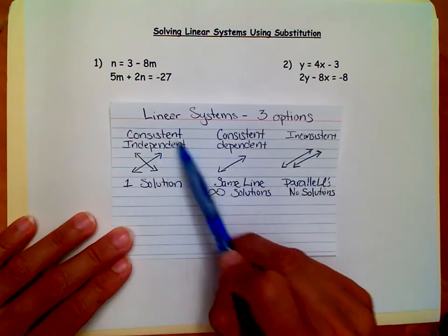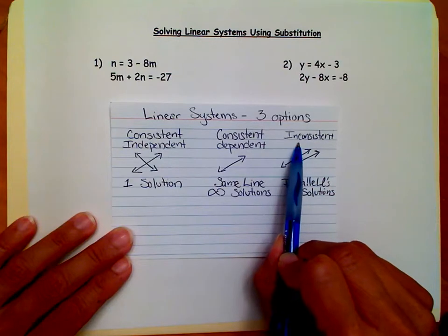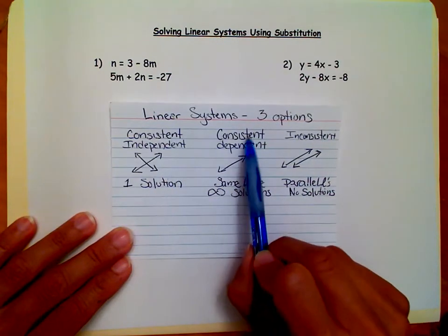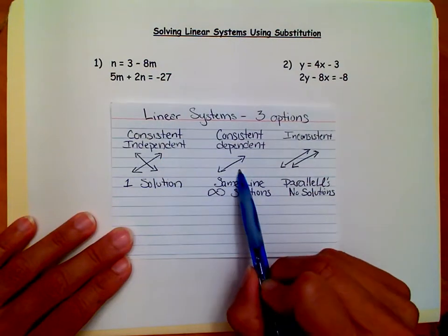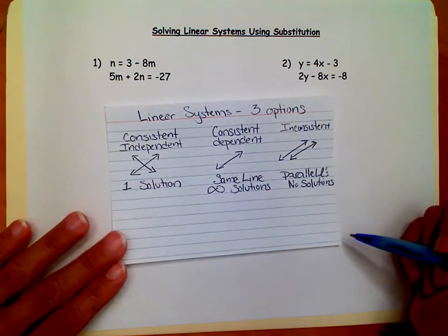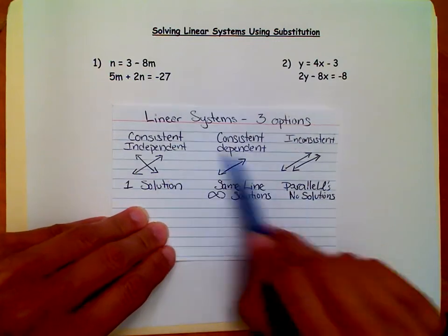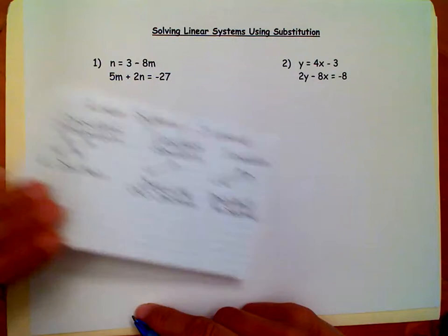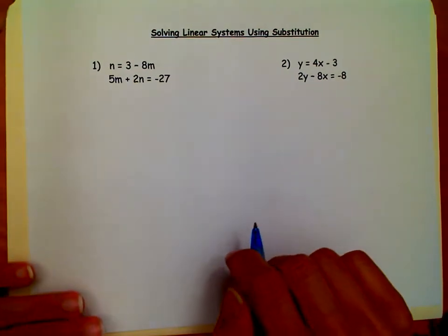So remember that the word consistent means you actually have a solution. Inconsistent means you do not have a solution. So there's one solution, or an infinite amount of solutions, that's the consistent part. Independent means they're two different lines, dependent, the same line. And then inconsistent means they're parallel lines and you have no solution. So keep those in mind because the book might ask you about these three things. Or they might just ask you to find the answers. So either way, you need to know which one.